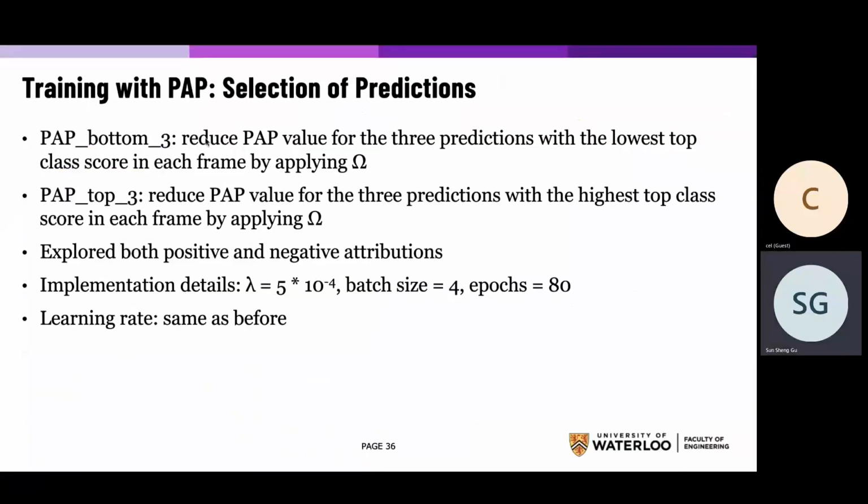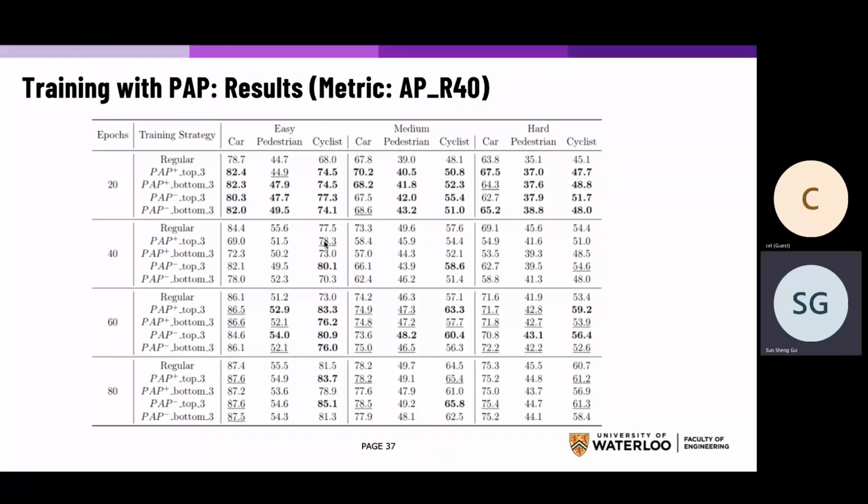And we also explored training with PAP. So we have two strategies here. One is called PAP bottom 3. This is to reduce the PAP values for the low confidence predictions. And we have PAP top 3. It's to reduce PAP values for the highest confidence predictions. And we had explored both positive and negative attributions, some implementation details for your information, and also the learning rate is the same as before. Now let's look at the results.